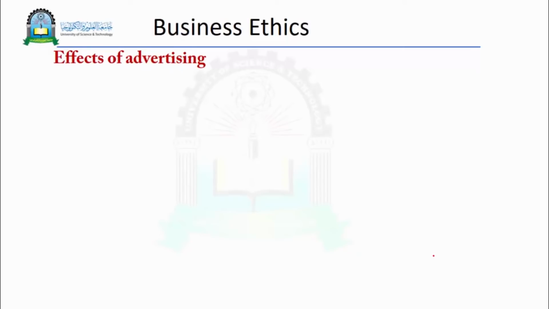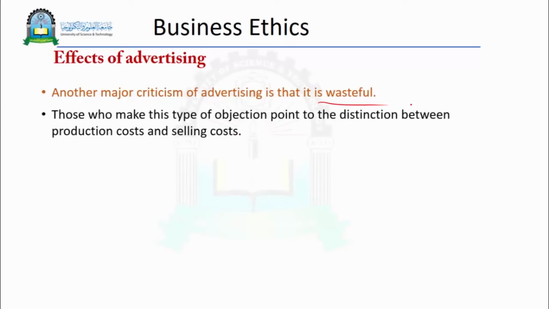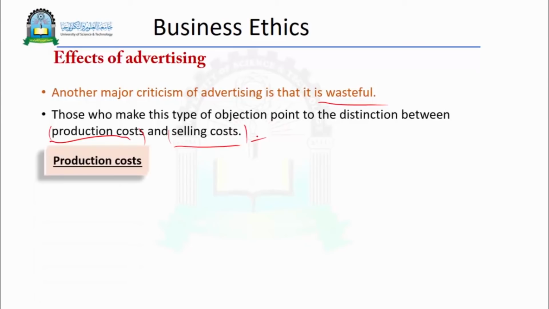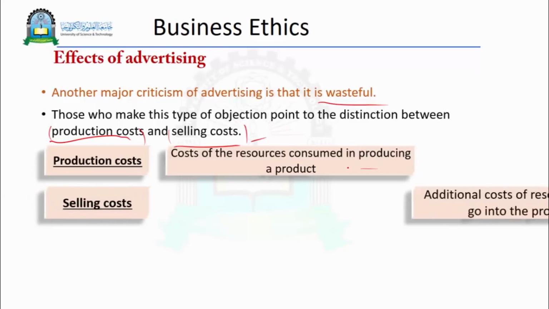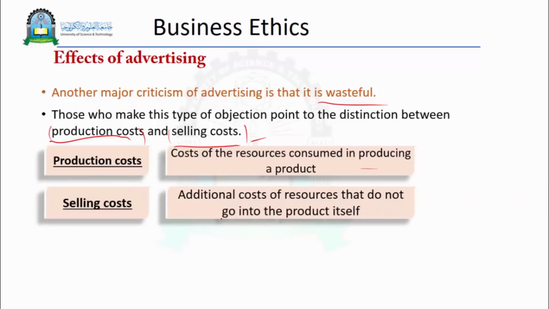Now we have some kind of effects when we talk about advertising. Another major criticism of advertising here is that it is wasteful. So those who make this type of objection point to the distinction between production cost and selling cost. The production cost is the kind of cost that goes directly into the manufacturing of products, while the selling cost is something that we customers, for example, do not get something in return. It's an extra activity that the company has to do in order to sell their products. So production cost is the cost of the resources consumed in producing a product, while the selling cost is the additional cost of resources that do not go into the product itself.